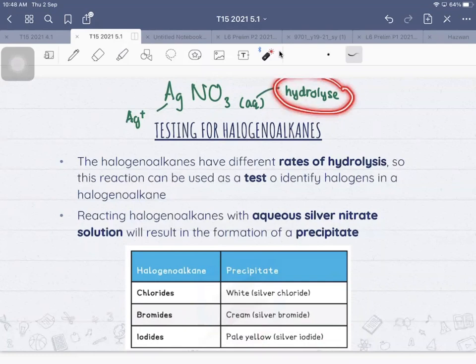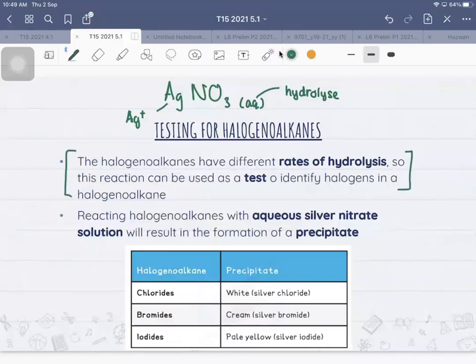First, it hydrolyzes the halogenoalkane. It breaks the carbon-halogen bond. That's what the water is for, the supply of your nucleophile. And then the silver ion is a convenient ion used to test your halides. The halogenoalkanes have different rates of hydrolysis, so this reaction can be used as a test to identify halogens in a halogenoalkane. I think this is not in your notes, so you can copy this down.